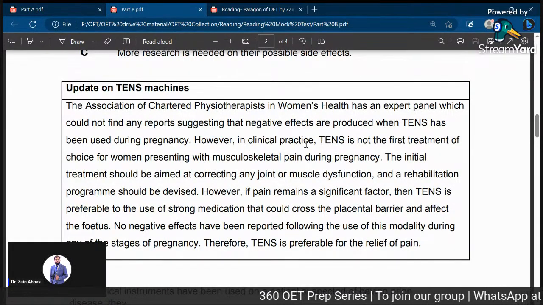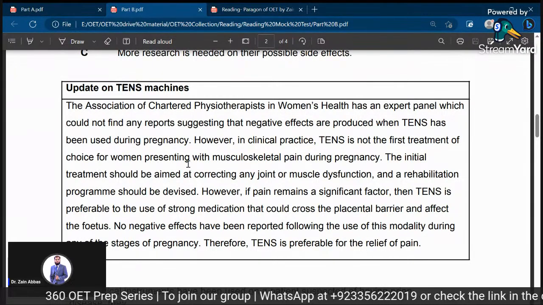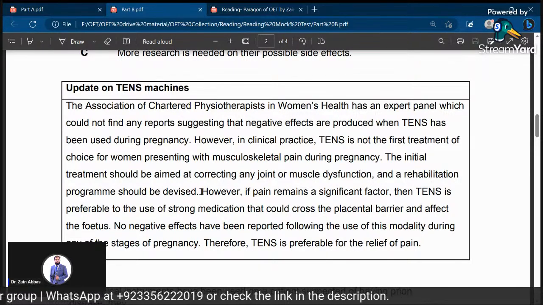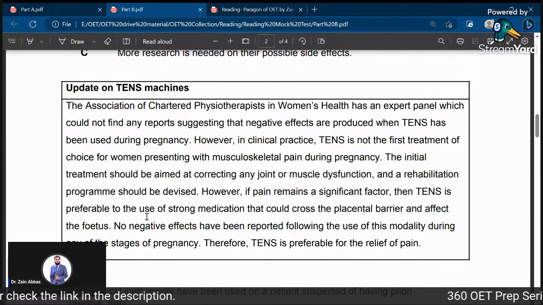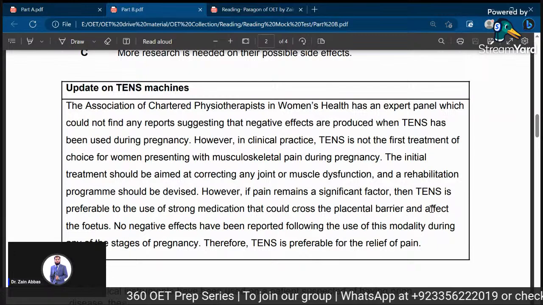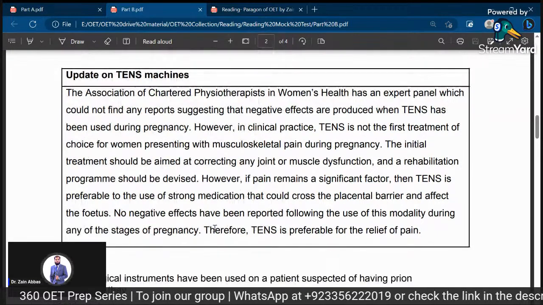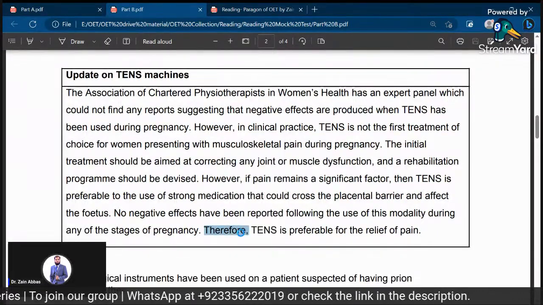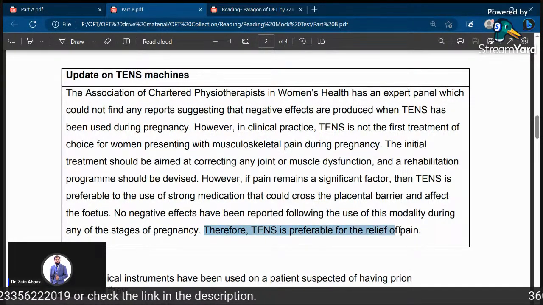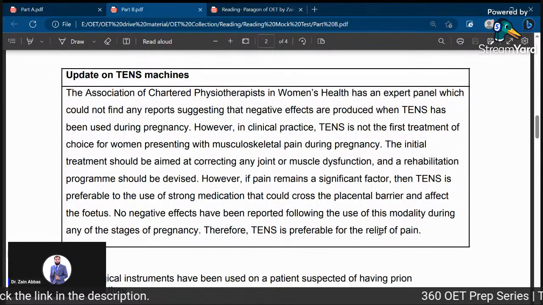However, in clinical practice, TENS is not the first treatment of choice for women presenting with musculoskeletal pain during pregnancy. And then "however" is again the signal word here. If pain remains a significant factor, then TENS is preferable to the use of strong medication that could cross the placental barrier and affect the fetus. Now, okay, and the last one is "therefore". Therefore is again a signal word here. Therefore comes with the summary of the whole paragraph: TENS is preferable for the relief of the pain.